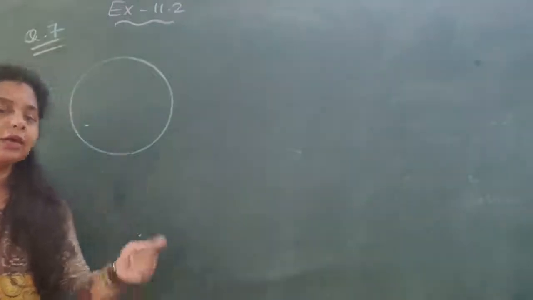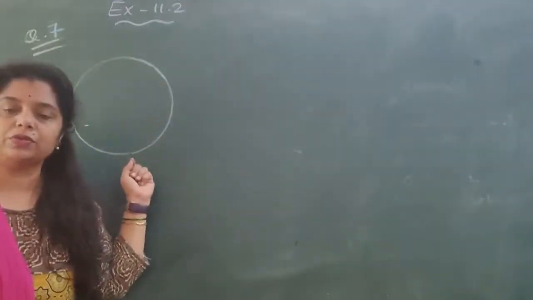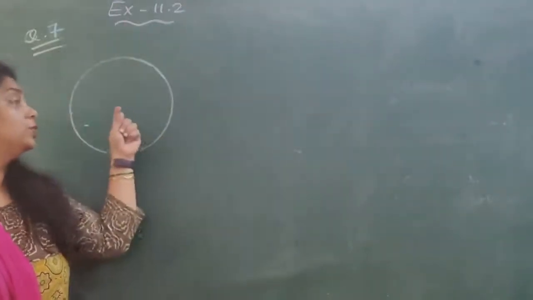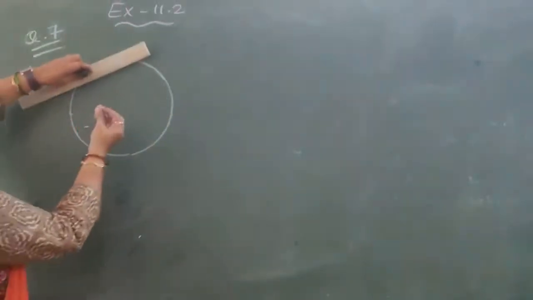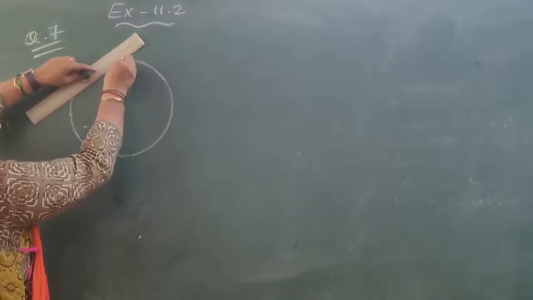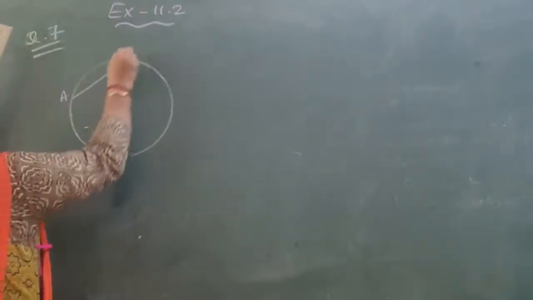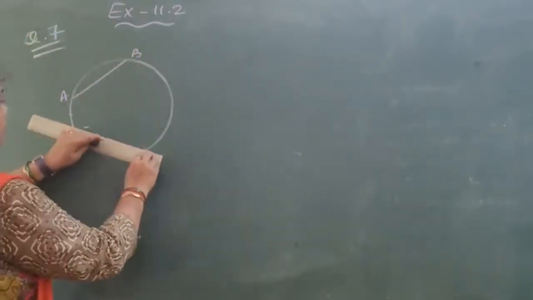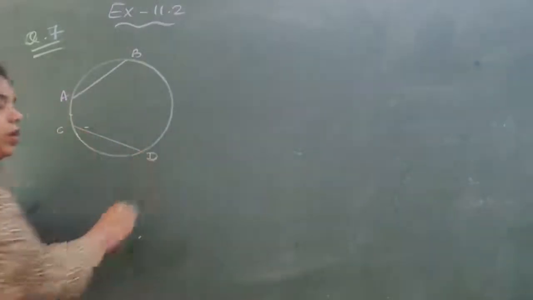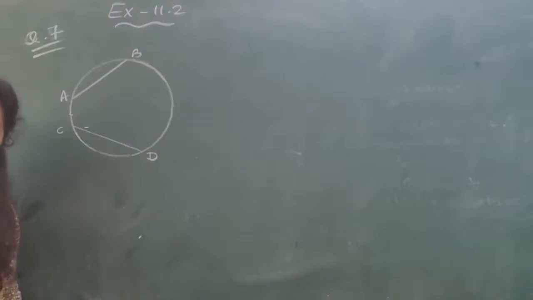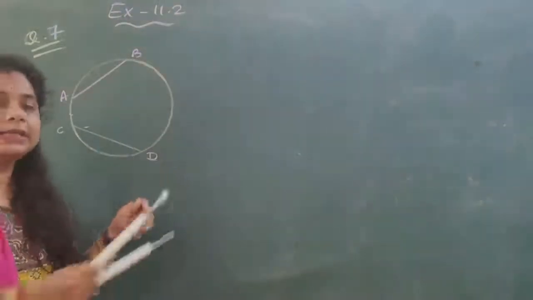Now here I have already drawn the circle by using a circular object. I don't have a center. So first of all, I am going to draw two chords AB and CD which are non-parallel, not parallel to each other. Now the next thing is to draw a perpendicular bisector of both, the perpendicular bisector of AB and CD.